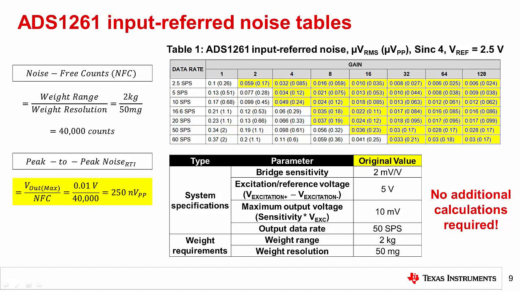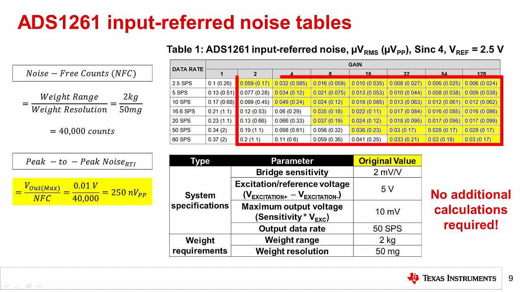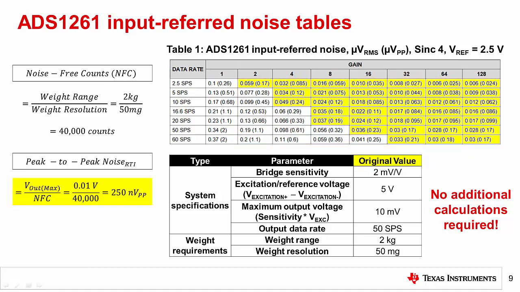One of the benefits of using input referred noise is that you don't have to worry about calculating resolution loss. Since both the noise target and the noise table are input referred, you can directly compare the calculated value against the ADC's datasheet performance to determine which combinations of settings meets the target. To that end, all of the yellow highlighted values in Table 1 are combinations of gain and data rate settings that meet the 250 nanovolts peak-to-peak input referred noise requirement. Note that this method provides all combinations that meet the target, while using noise-free resolution only provided those combinations that met the target at the desired data rate.